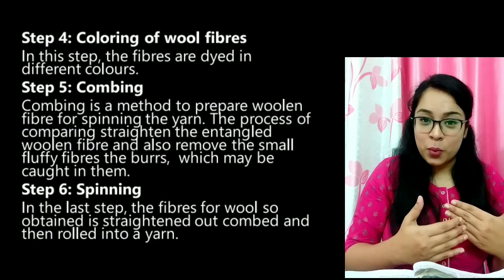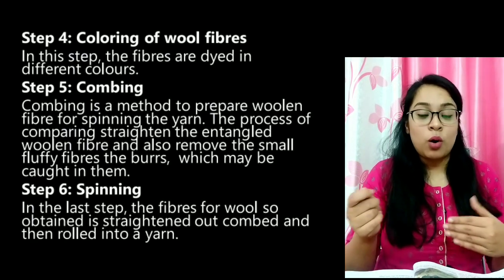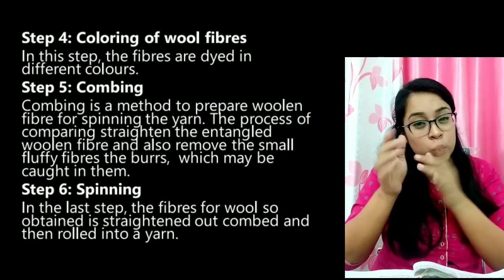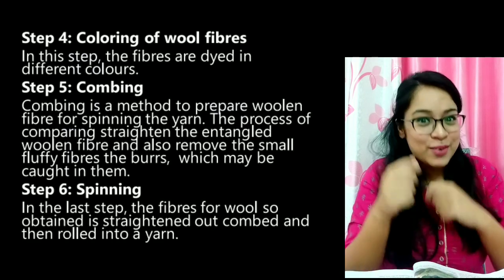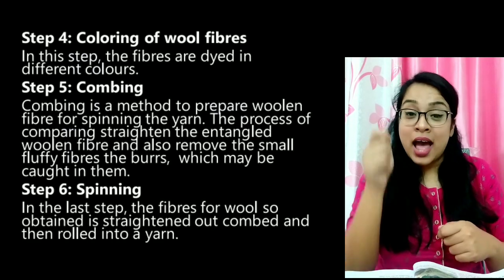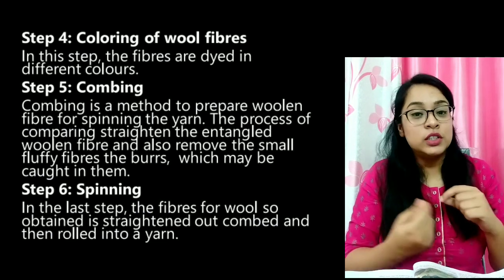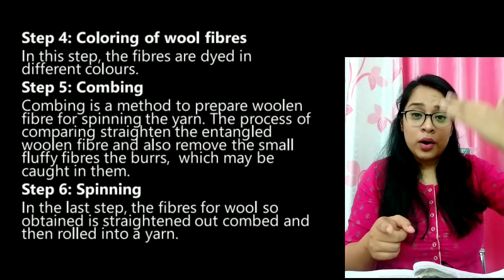Next, after combing, they take it for spinning. Spinning means from that fiber they will fold it and twist it and make the yarn. With that yarn, the weavers will make the fabric. Got it? So what are the processes?